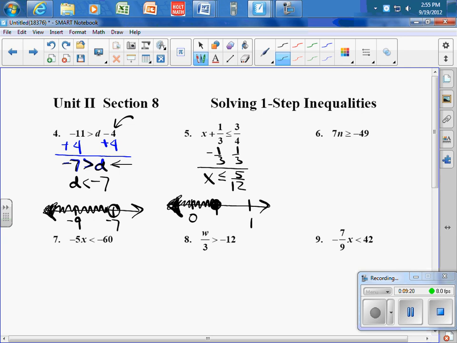Number 6, divide both sides by 7. N is greater than or equal to -7. If 0 is here, -7 will be to its left. It'll be a filled in circle, and we're going to be shading to the right.